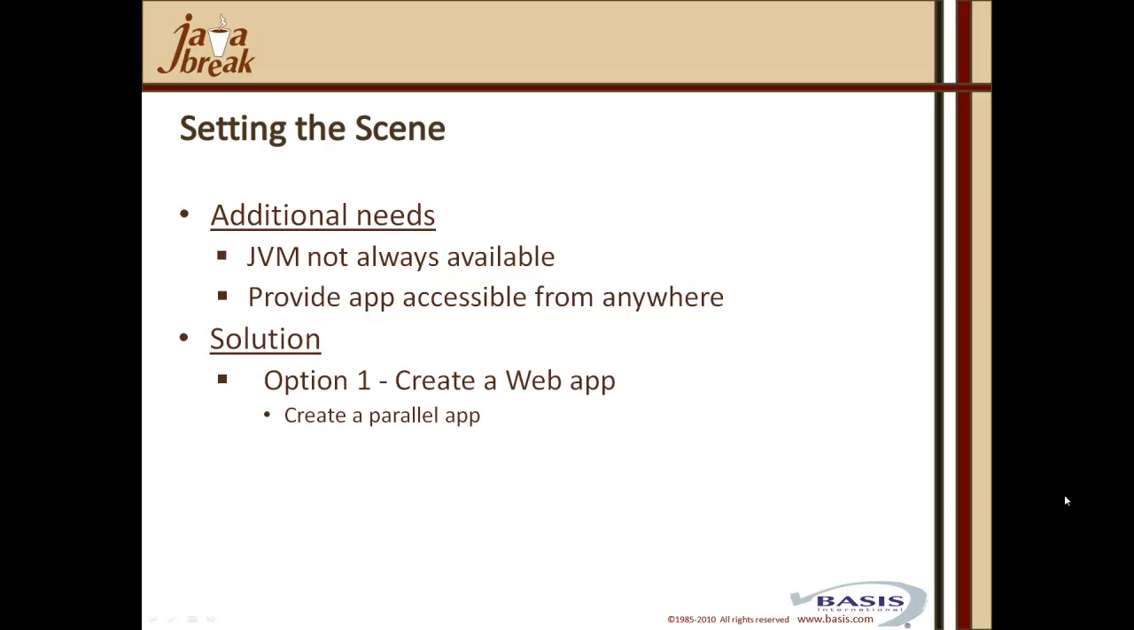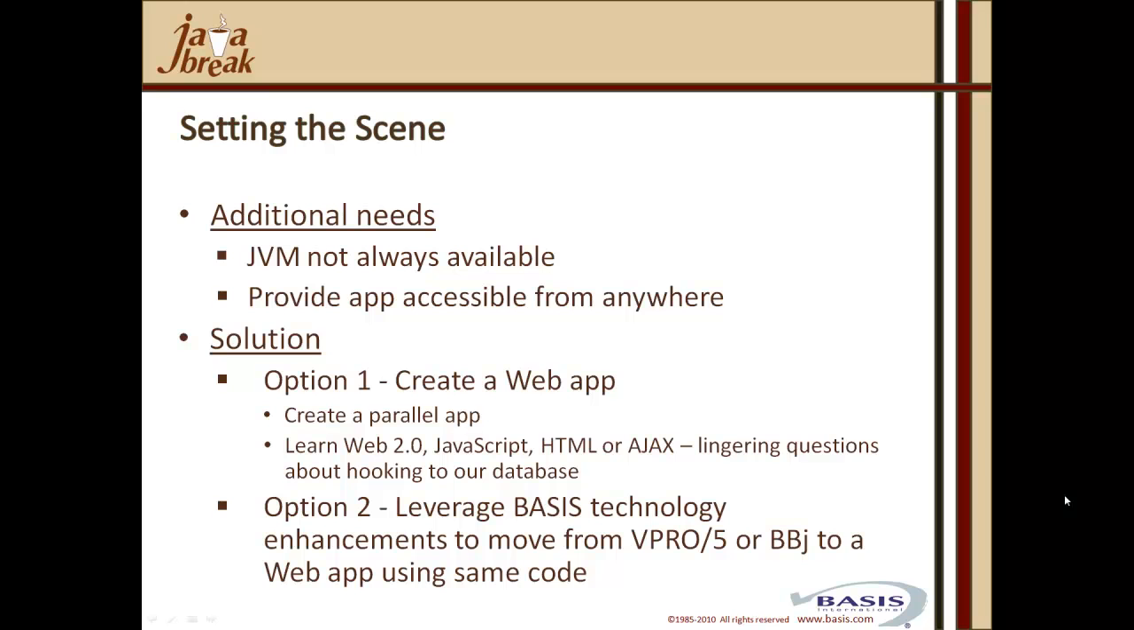The solution was to create a web app to deliver the same function as our existing desktop app. Creating that app left us facing the challenge of learning Web 2.0, JavaScript, learning still more HTML and AJAX, all in order to rewrite the BCom app from scratch, like most of our clients have done. Instead, we chose to leverage our own technology enhancements to move from VPro 5 or BBJ to a web app, thereby using the same code base of the same app. Our current parallel deployment is either thin client or on the web, and we will demonstrate what that looks like in BCom a little bit later.